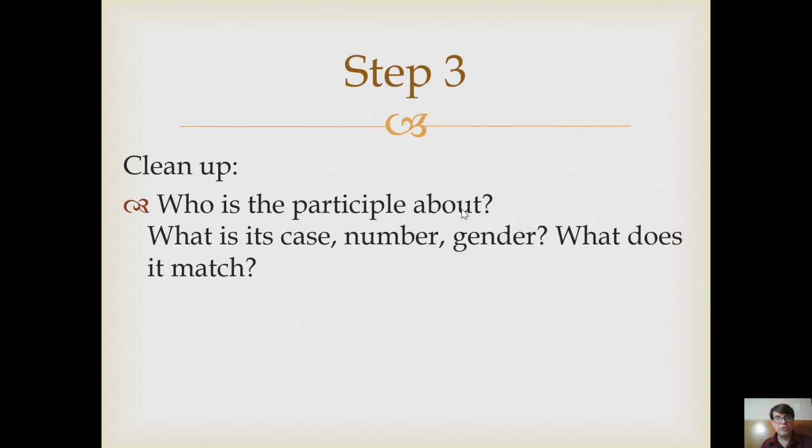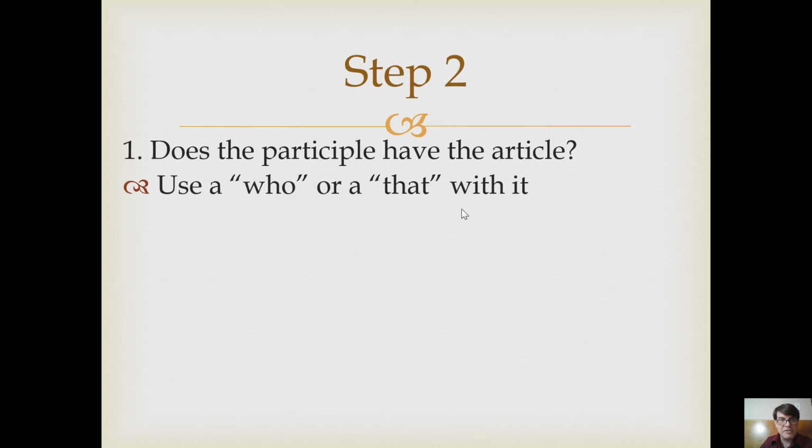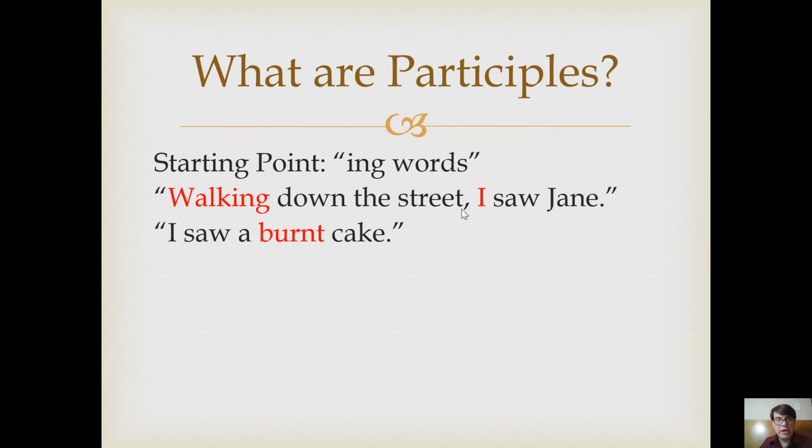Again, hopefully this is a review. But if you're trying to learn Greek on your own, then just stick to the high points. So who is the participle about? Make sure you're connecting it. Remember that sentence way back at the very beginning of this video where I said, walking down the street, I saw Jane. I'm masculine singular, and in this sentence nominative. So if walking is nominative masculine singular, then it's telling me about I, because I am nominative masculine singular. But let's say that walking was feminine accusative singular. Then it would be telling me about Jane, because in the sentence I saw Jane, Jane is accusative, she's feminine, and she's singular.